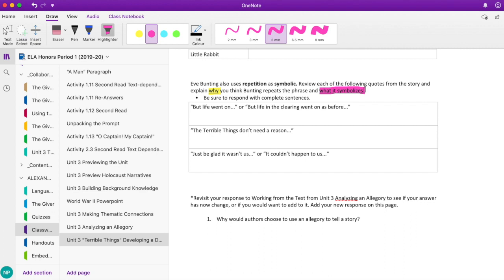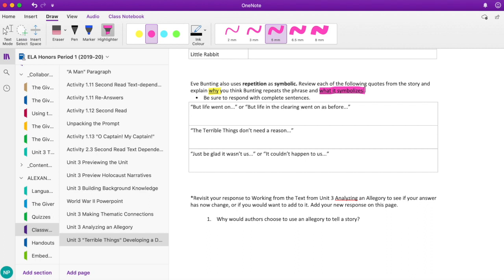So terrible things don't need a reason. We heard this multiple times. So why would it be repeated? And then what does this show? What does this symbolize? What does it represent? What does it mean? Just be glad it wasn't us. Oh, it couldn't happen to us. Why would these phrases be repeated? What do they mean? So for each quote, know that you're looking to explain why it's been repeated, and you're also looking to explain what it symbolizes.